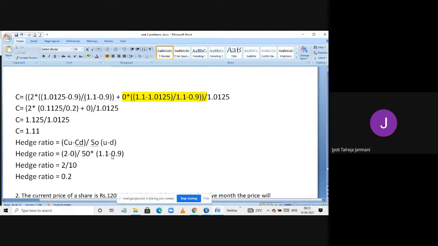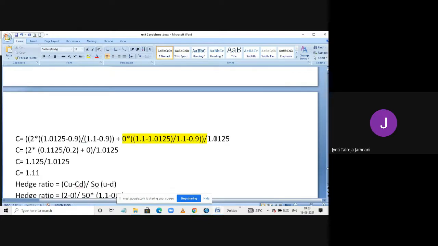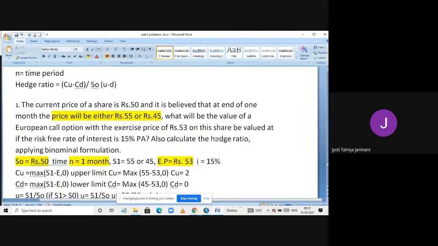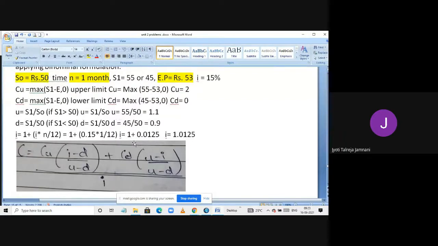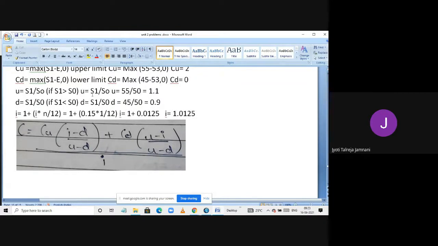When I discuss the theory, I'll explain this to you in detail. Okay, so this is how we need to solve the sums of the binomial model. Remember, the key is these formulas. If you don't remember these formulas, that is the major one, and then how to find CU, CD, then you will not be able to solve. The formulas are not tough also. You already know that the intrinsic value formula is S minus E, so the same I'm doing. The only thing is there are two S values; you should take the upper limit and lower limit. And for U and D, you need to remember this formula: S1 divided by S0.